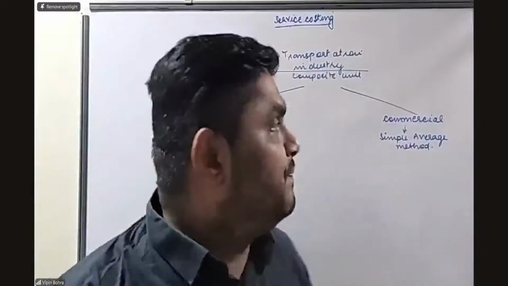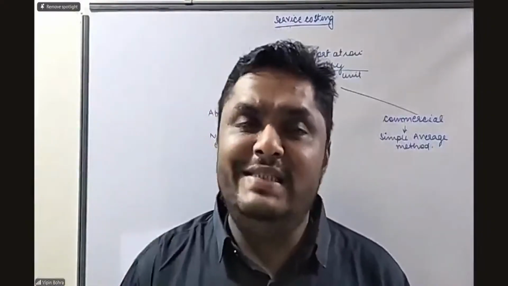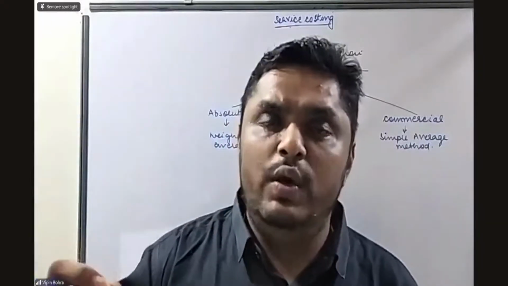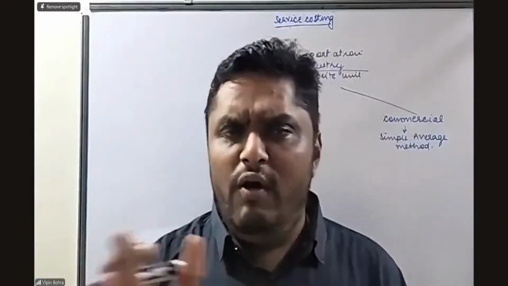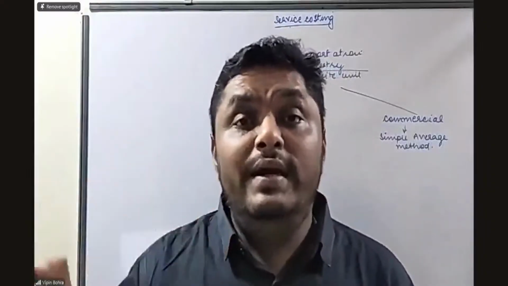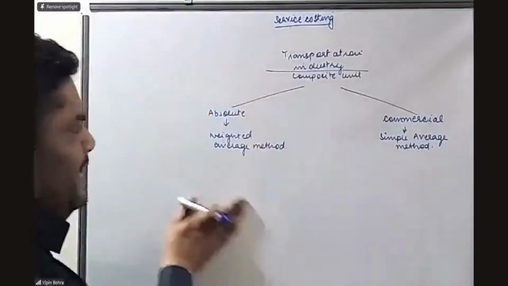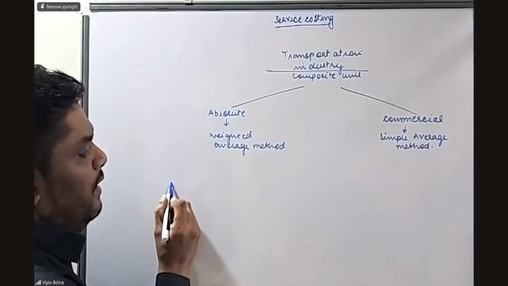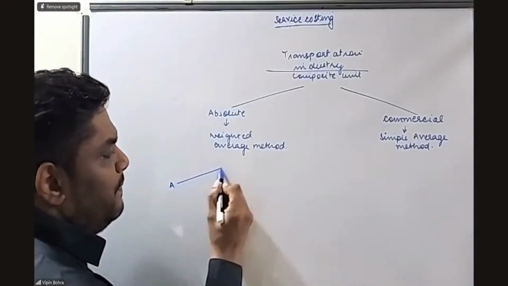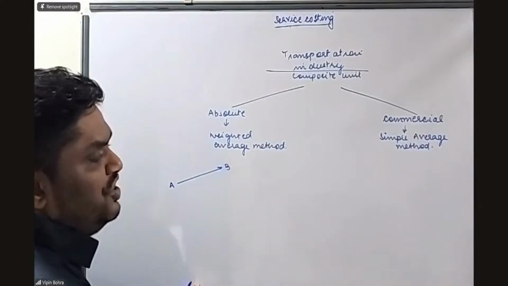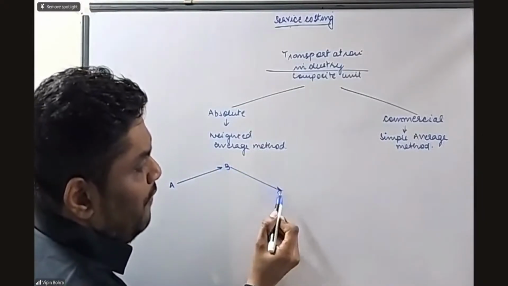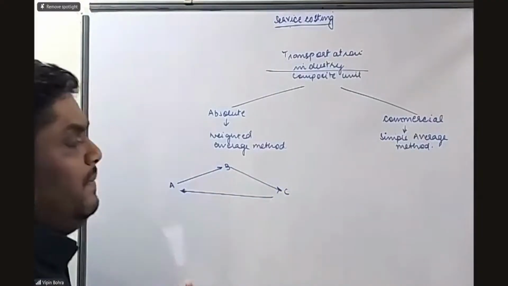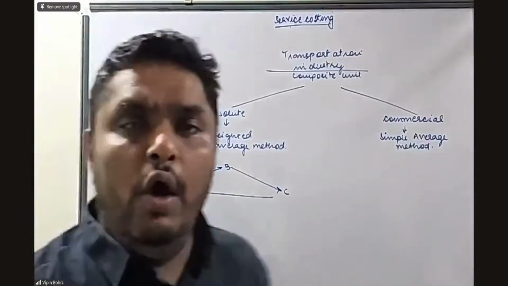So let's start. Whenever you find these types of questions wherein the lorry is going from A to B, B to C, C to B, and B to A, or whatever it is, try to convert it into diagrammatic form. When talking about absolute, the weighted average method, the lorry starts from station A, it is going to station B, from B it is going to station C, and from C it is coming back to station A. So this is the lorry route.